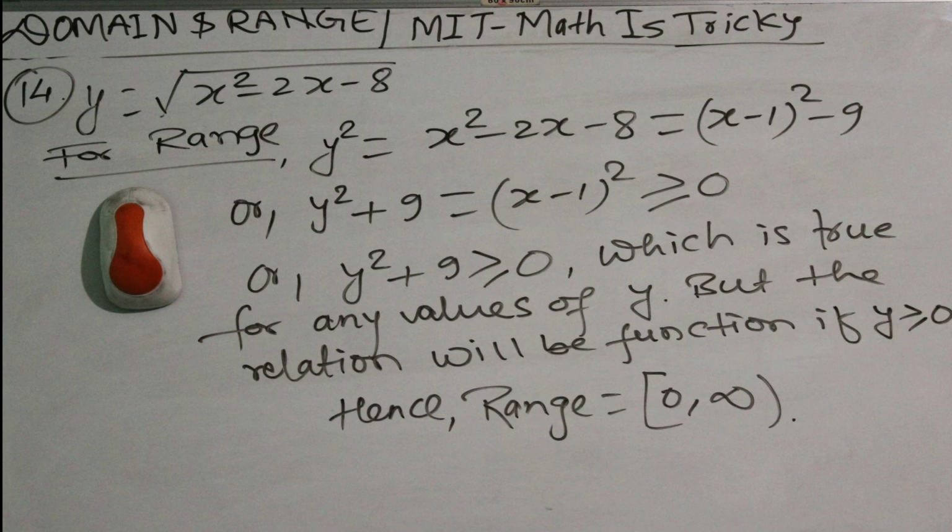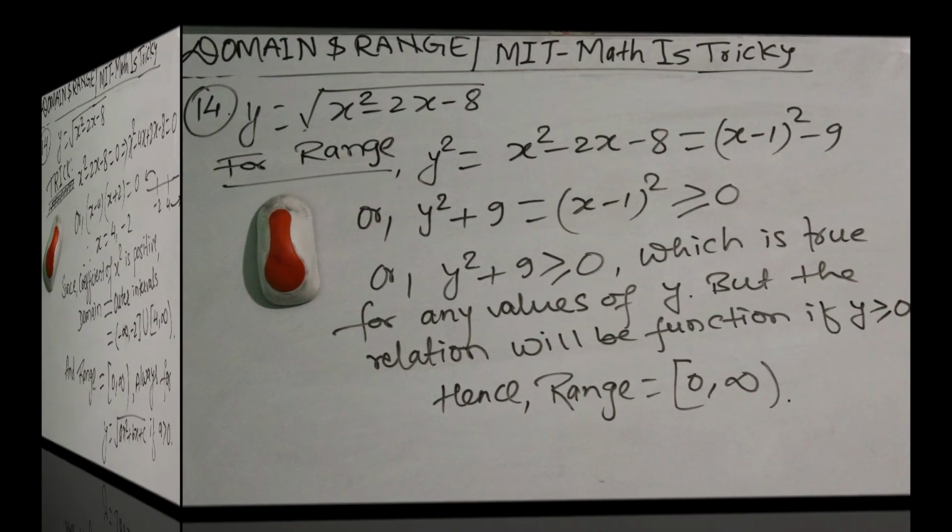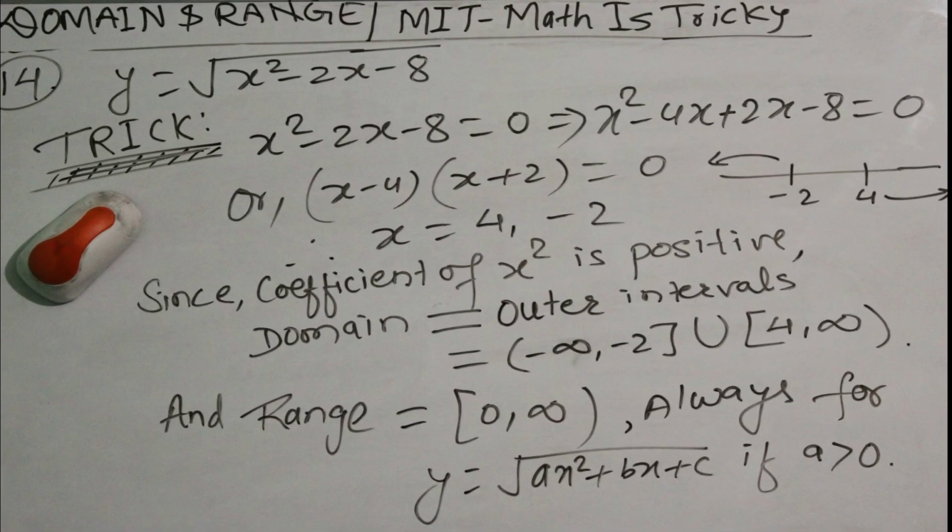To find the domain first, what do you do? Factorize the number inside the root. By just factorizing x square minus 4x plus 2x minus 8 equals 0, let's factorize and try to find the values of x which will make the number inside the root 0.